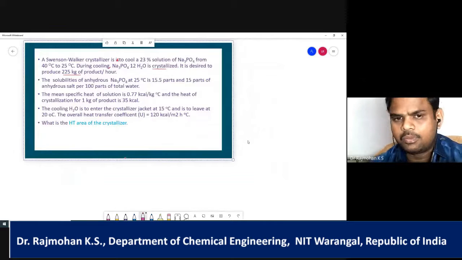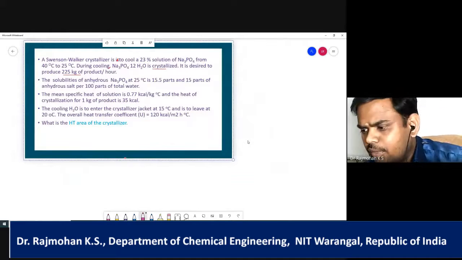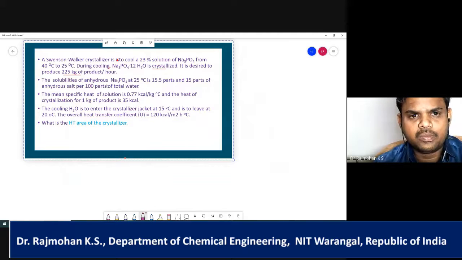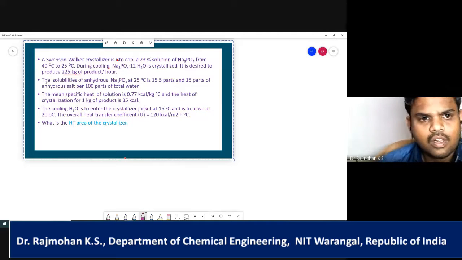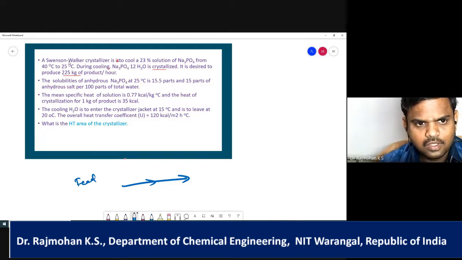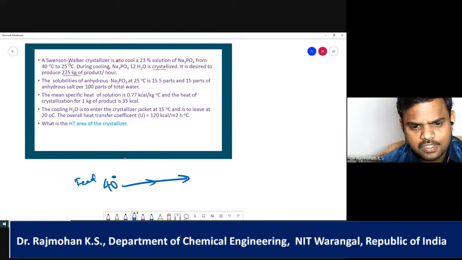Okay, this is our next problem where we are having sodium phosphate being formed. In this sodium phosphate, it is given that the feed is entering at 40 degrees Celsius and leaving at 25 degrees Celsius.